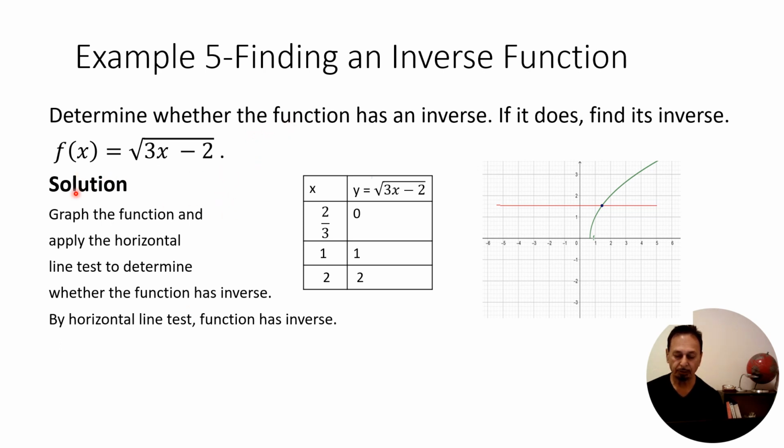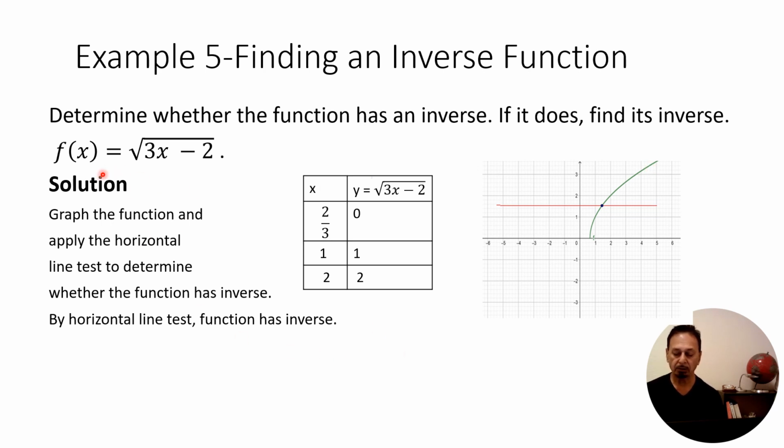Example 5. So we are given the function f of x equal to the square root of 3x minus 2, and first we want to know if it has an inverse. So you first need to graph this one. So let's see, I create a table and I choose x equals 2/3 and substitute here and simplify, it gives me y equal to 0. Then I choose x equal to 1 and substitute it here and it gives me 1, and then I substitute 2 and the equation gives me 2. So now I can plot this point right here, and then 1, 1 is here, and then 2, 2 is basically here, and then I connect these and it gives me the graph of f of x.